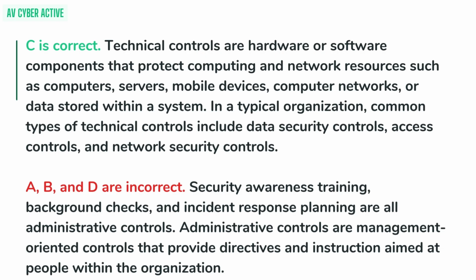A, B, and D are incorrect. Security awareness training, background checks, and incident response planning are all administrative controls. Administrative controls are management-oriented controls that provide directives and instruction aimed at people within the organization.